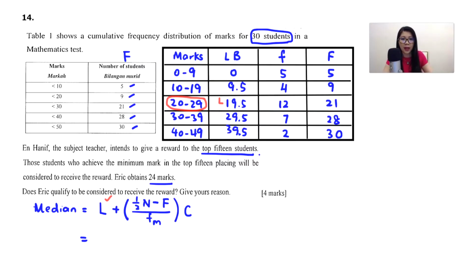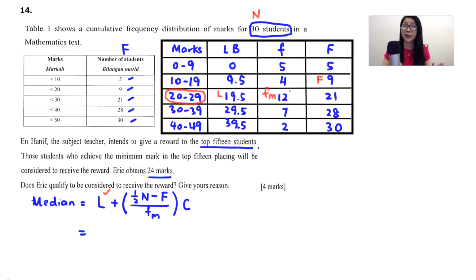Then N is 30. And then F, capital F, the cumulative frequency before the median class, is this one, 9. And then FM is the frequency of the median class, which is actually 12. I'm going to write here, FM. And then C will be the size of the class. Do you know how to find the size of the class? You need to use the upper boundary minus the lower boundary. So C equals, let's say I use the second row, the upper boundary 19.5 minus the lower boundary 9.5. So 19.5 minus 9.5 is 10.